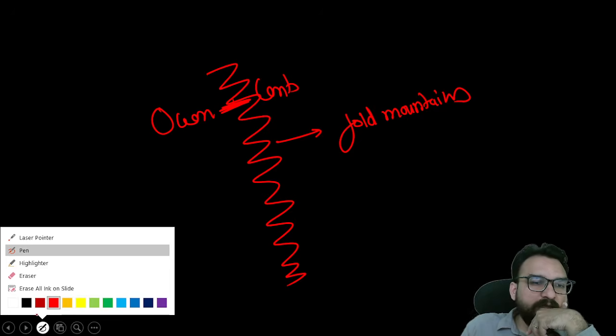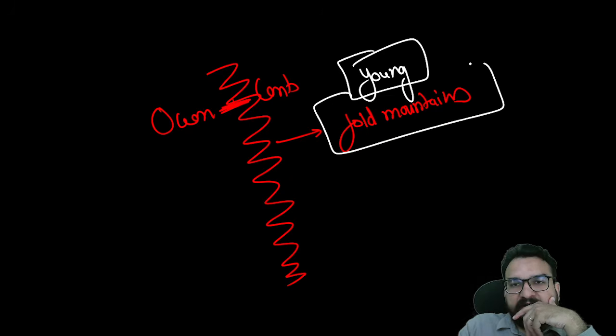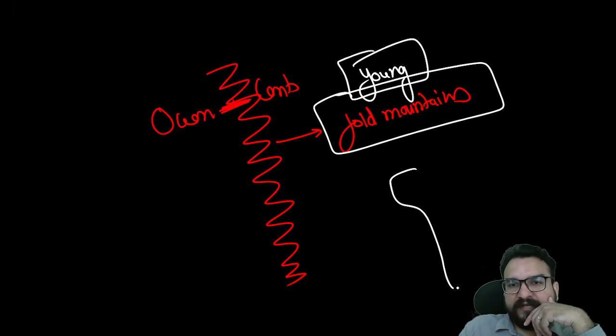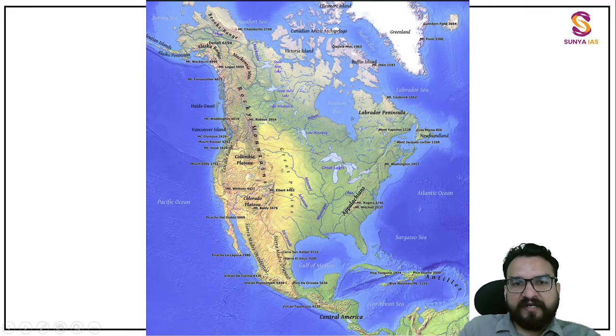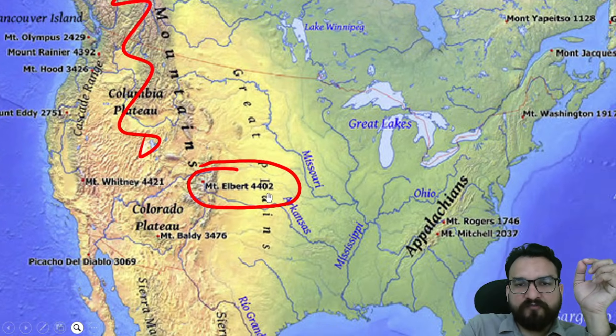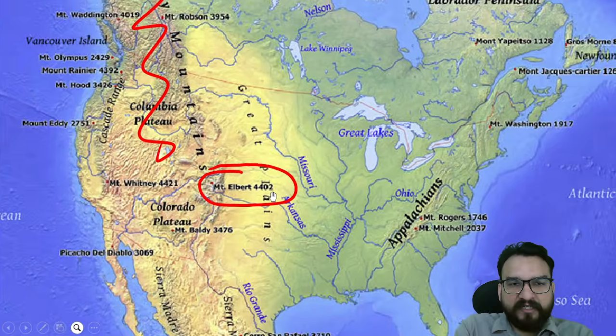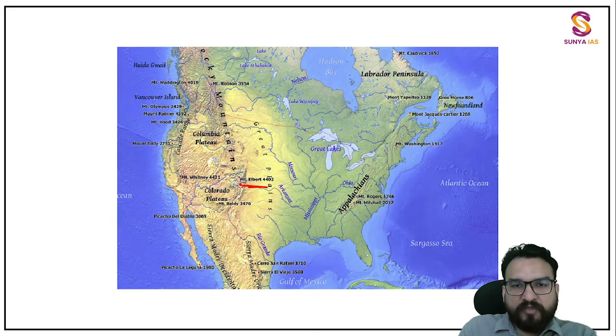Are these young fold mountains or old fold mountains? These are young fold mountains, guys, right? Rockies. In South America, I have told you that this is the Andes over here. So this is the Rockies mountain range you will be finding covering Canada and the USA completely. On the Rockies you will be finding one peak, the tallest peak of the Rockies, Mount Elbert, 4402. No need to remember the height, but remember the name, Mount Elbert.